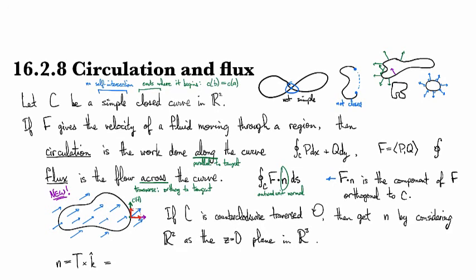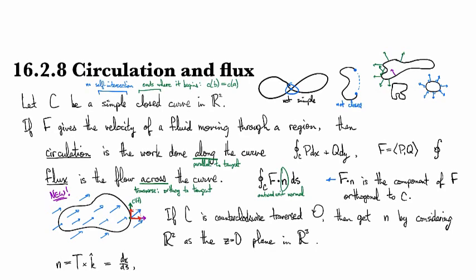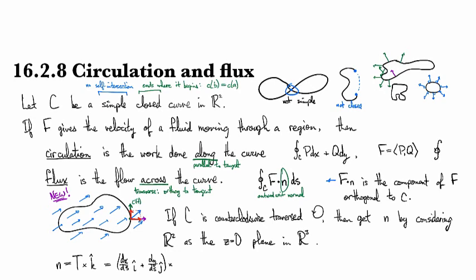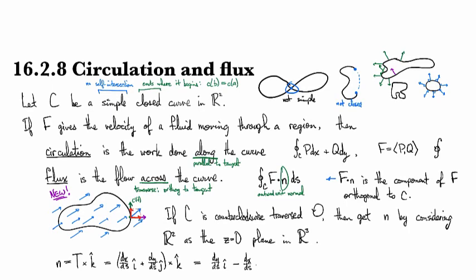So let's see, what does T look like? Well, in terms of coordinates, it's dx/ds i hat plus dy/ds j hat. And then we're going to take the cross product with the k vector. And if you work out what that cross product is, you find that it's dy/ds i hat minus dx/ds j hat. Okay.